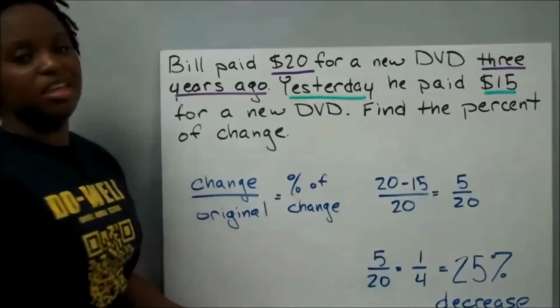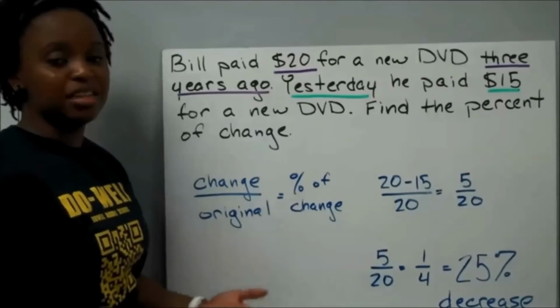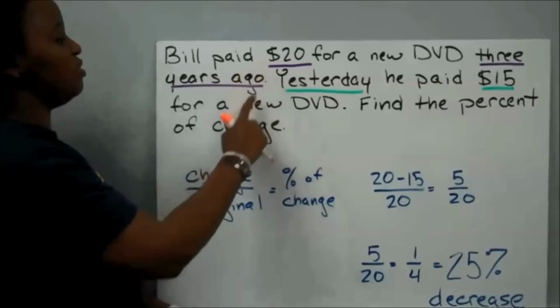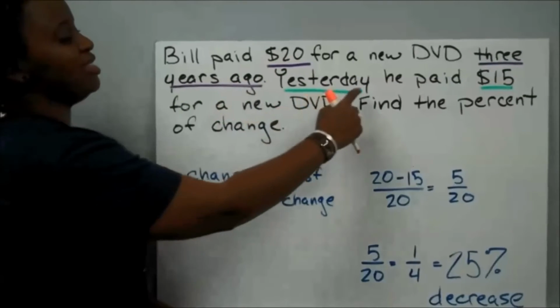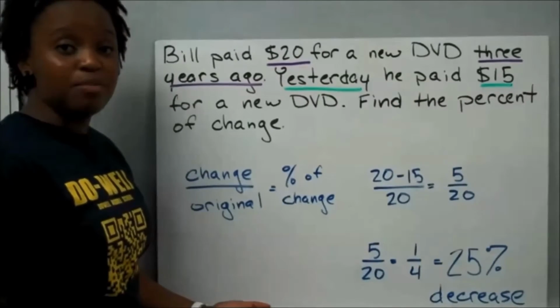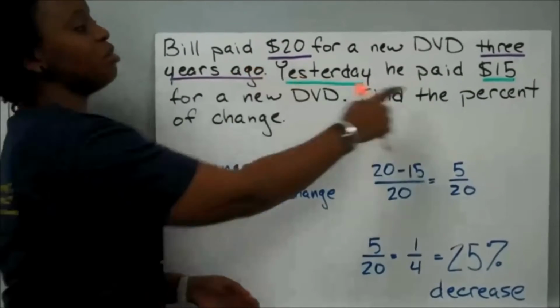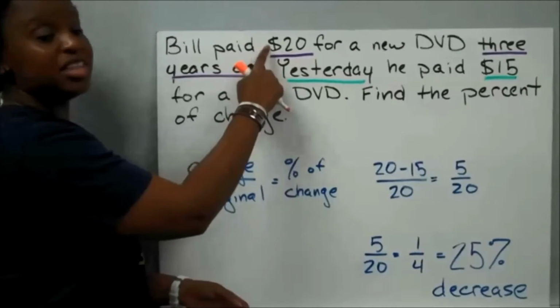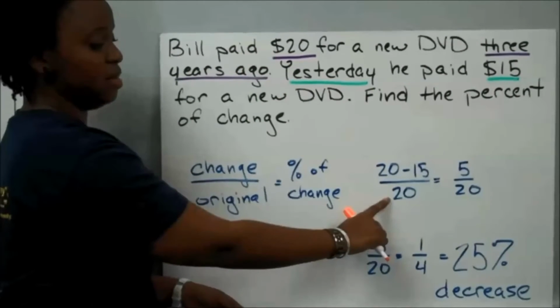Okay. The thing that we might have a little trouble with is identifying which one of those is the original. So Bill paid $20 for a new DVD 3 years ago. Yesterday was $15. Just think about which one came first. Did he pay the $20 first or the $15 first? Okay? And since the $20 is the one he paid first, that's going to be our original price that we're going to put on the bottom.